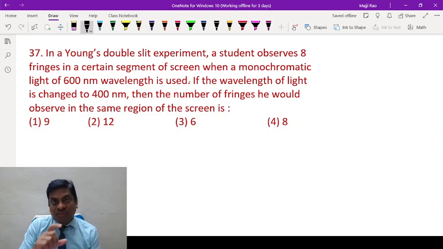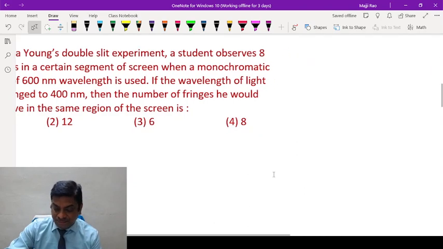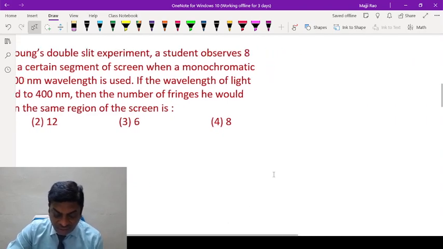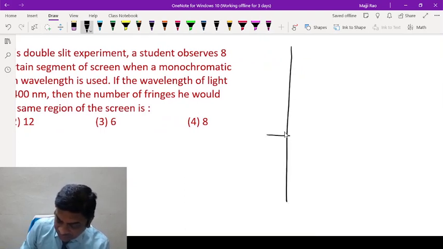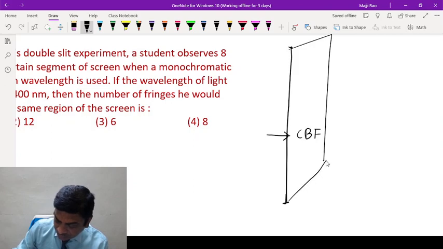We'll see as per the formula, fringe width is directly proportional to lambda. So if the fringe width reduces, now you can have more number of fringes in the same zone or in the same width of the screen. So let us try to understand with the help of a diagram. So this is the screen, let us say, and this is the central bright fringe. Okay, now suppose this is the width of the screen. Let us say you have 1, 2, 3, total n number of fringes.